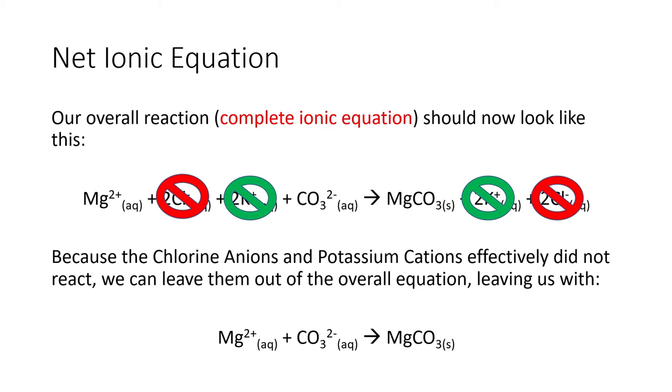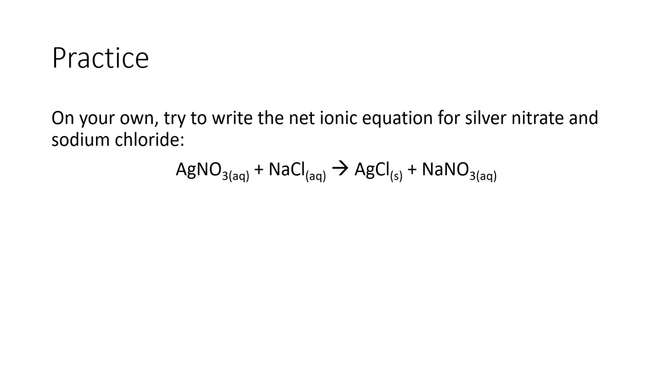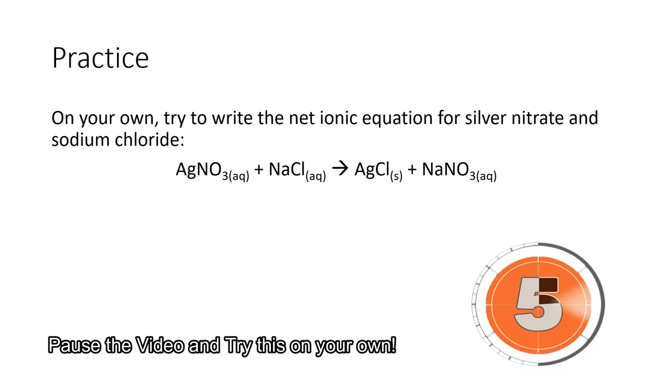Those chlorine atoms and potassium ions, or cations, are both spectator ions. We don't want to write them into our net ionic equation. They just take up extra space. They didn't actually do anything. They didn't react during the chemical reaction that occurred here. So for practice, go ahead and try to write out the net ionic equation for this one right here.